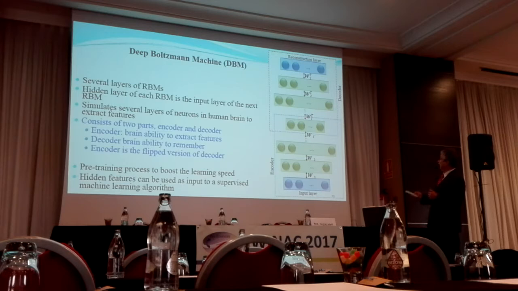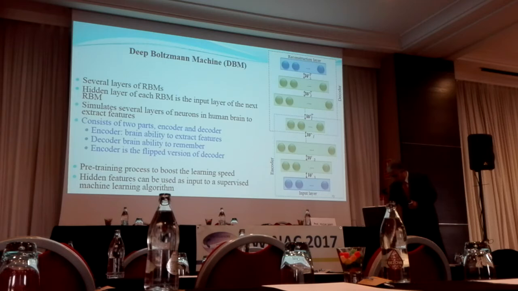So here we have 2 parts. There is the encoder and there is the decoder. Encoder, brain ability to extract features, and decoder, brain ability to remember. So the encoder is a flipped version of the decoder. And here, a pre-training process is used to boost the learning speed. Hidden features can be used as input to a supervised machine learning algorithm.